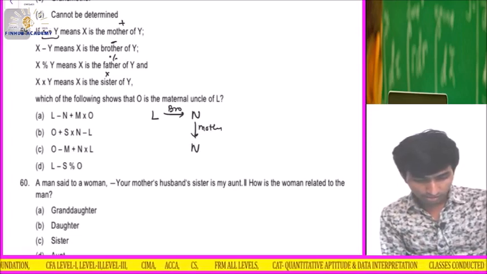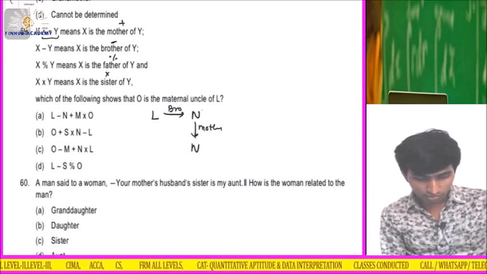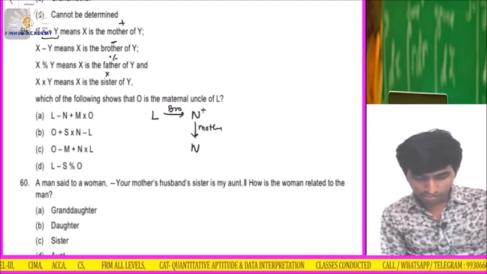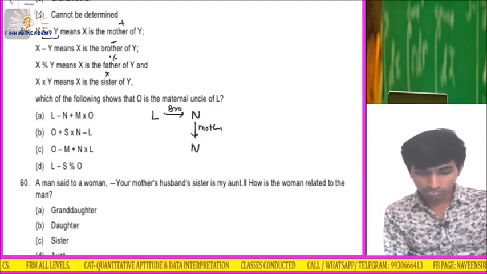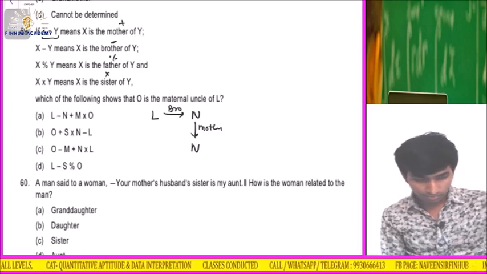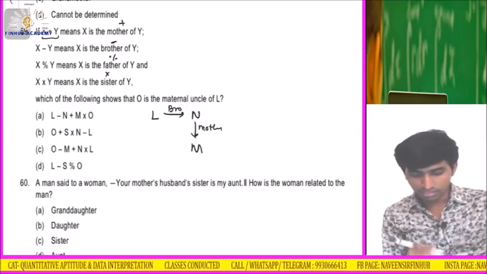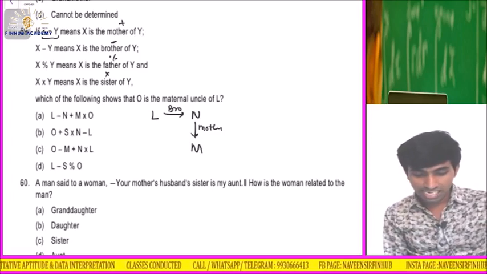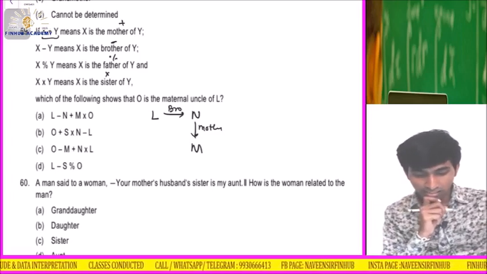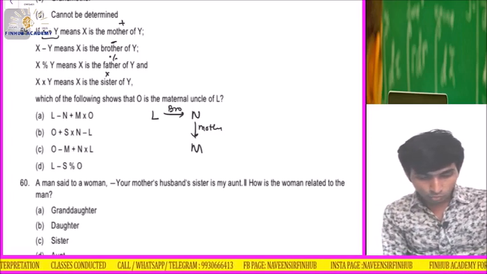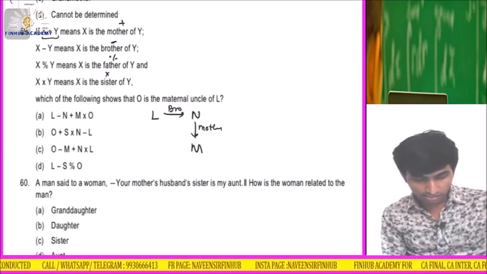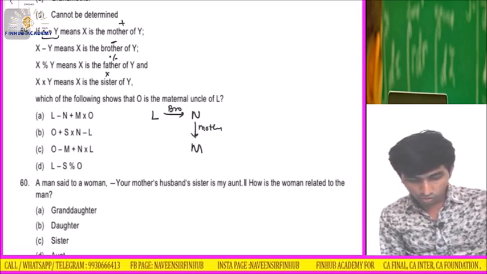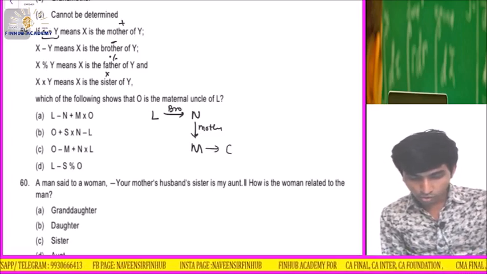So let me put the minus sign here so that you can understand. Plus means mother, so father will be percentage. Fine. N is mother of M. That means L is maternal uncle of M. Into O. Into means sister. M is sister of O.